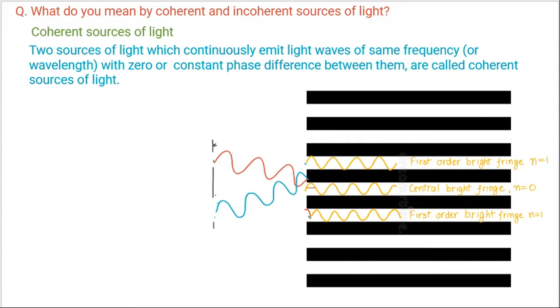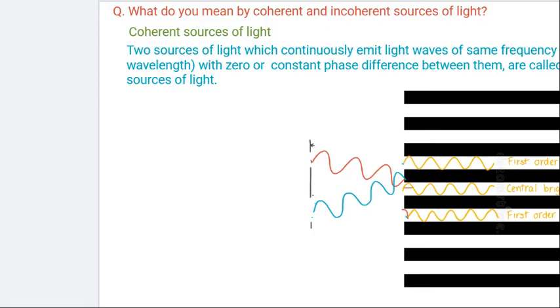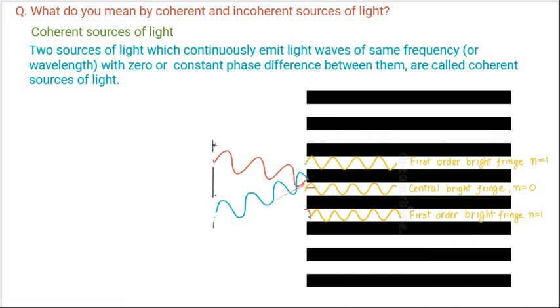But the only difference is that in this case, you have a phase difference between the light waves coming from your slit S1 and your slit S2, and the phase difference is an odd multiple of pi. If it is an odd multiple of pi, then the path difference is also an odd multiple of lambda by 2. The extra path traveled is an odd multiple of lambda by 2.